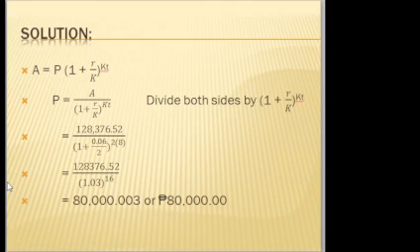And our principal now is 80,000.003, or if we round it off to the nearest whole number, that is 80,000 pesos. So that's the principal if our future value is 128,376.52, and that is compounded semi-annually, and the rate of interest is 0.06 for 8 years.